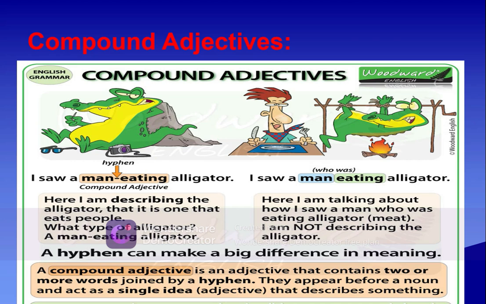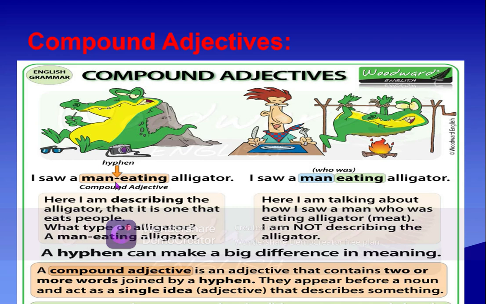But there is a slight difference. First, understand the difference. Look here, these two sentences are written. I saw a man-eating alligator. The next sentence is I saw a man eating alligator. Man-eating and man eating give us different meanings. Here a hyphen is used, which is a mark of punctuation.